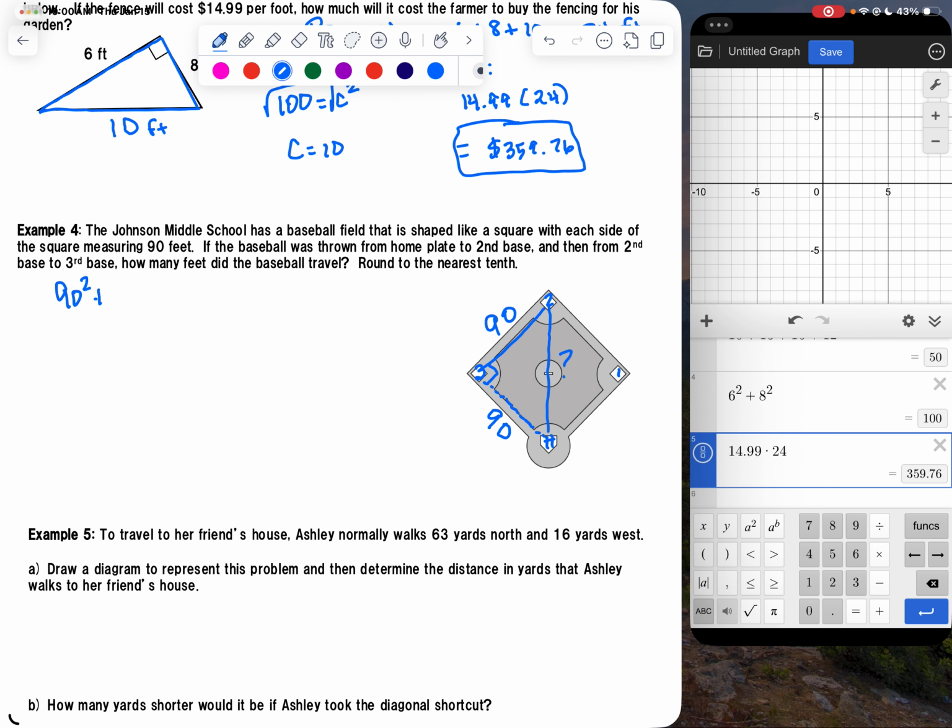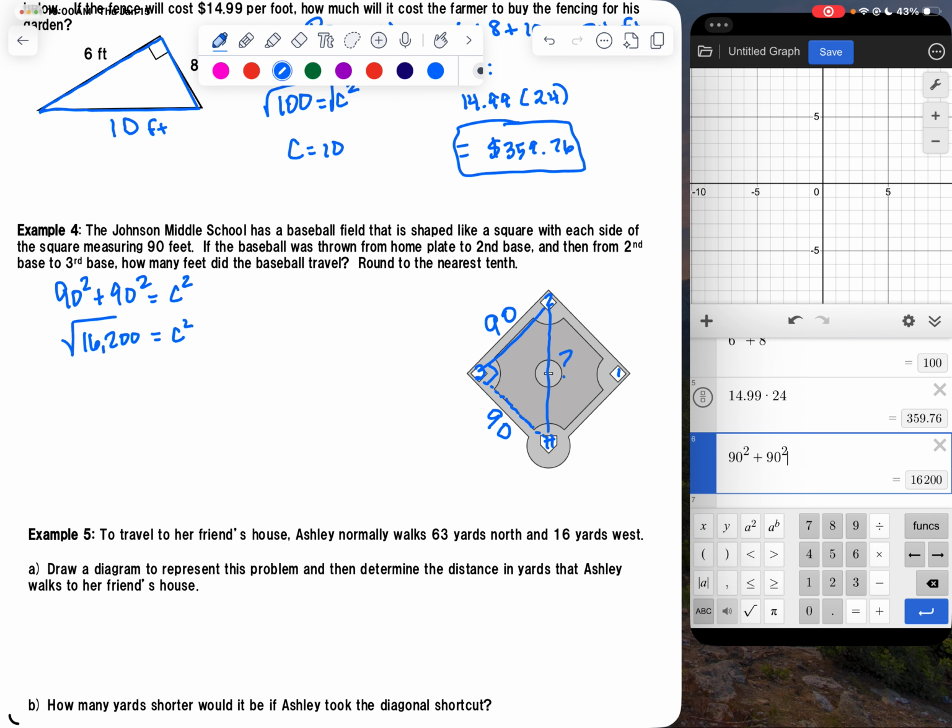So 90 squared plus 90 squared equals c squared. So 90 squared plus 90 squared is 16,200. Then take the square root of both sides. So square root of 16,200. And that gives us 127.3. So our diagonal is approximately 127.3 feet. So let me label that.